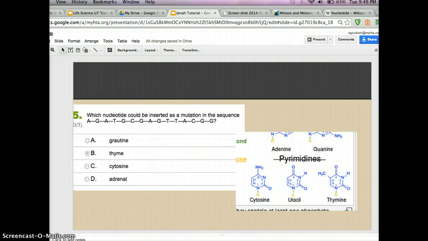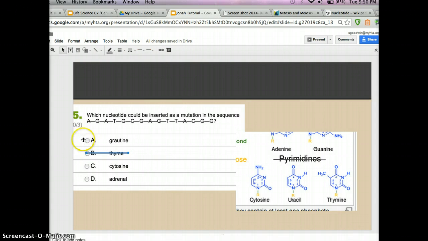The last thing I wanted to go over, they got you on this one, and it's kind of a trick question. This is taken straight from your test. Which nucleotide could be inserted as a mutation into the sequence? So if you're like me and most students out there, you look at these and you start saying, okay, I see the first letter of these different nucleotides. What would fit in there? Well, you would select this one, thyme. That is a spice from the kitchen. So they basically fooled you here. That's not even the name of a type of nucleotide.